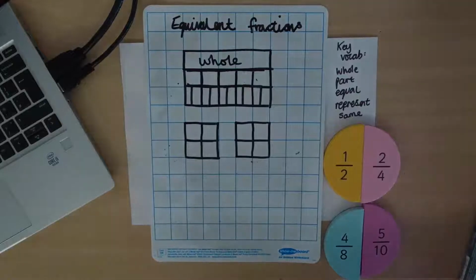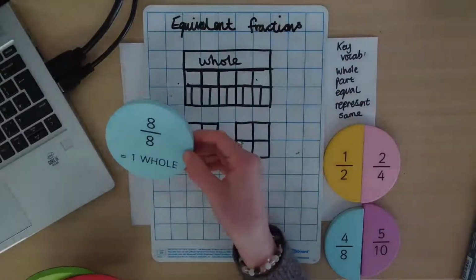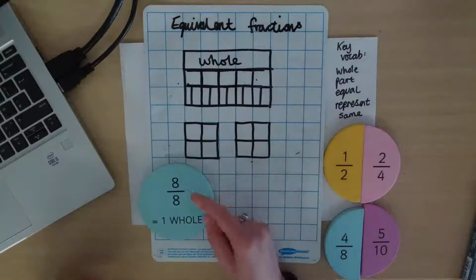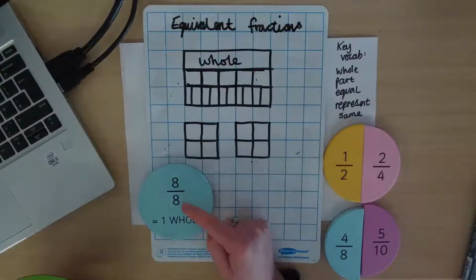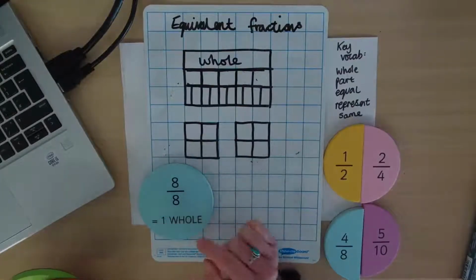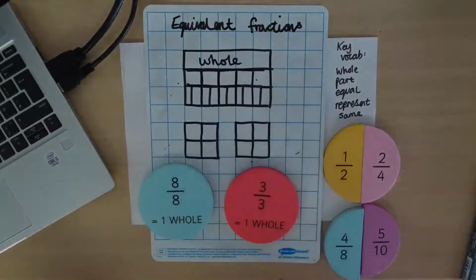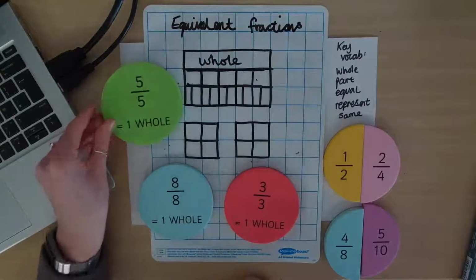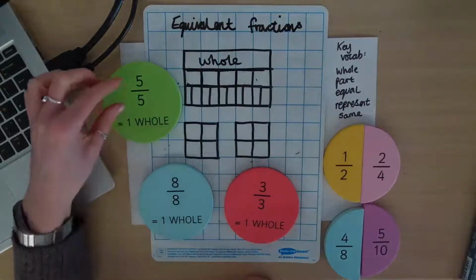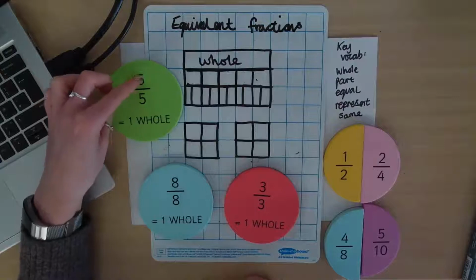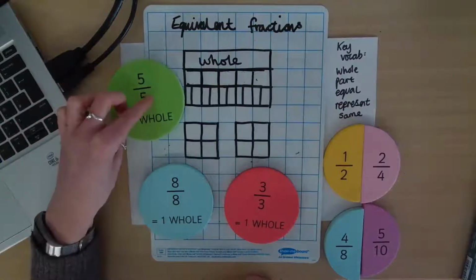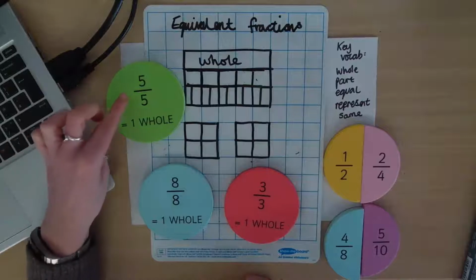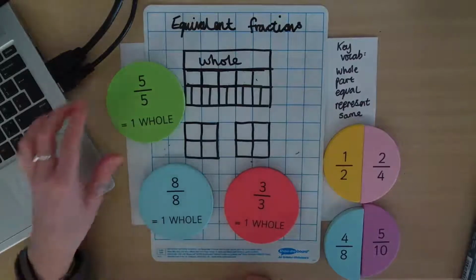So when talking about fractions, children need to understand that a fraction is a part of a whole. So for example, here we have a whole split into eighths. So we know that when they match, it is equivalent to a whole. For example, again, a whole from thirds, and here out of fifths. These are all equivalent to one whole because the numerator, the top number, matches the denominator, the bottom number. So these are all the same as a whole.